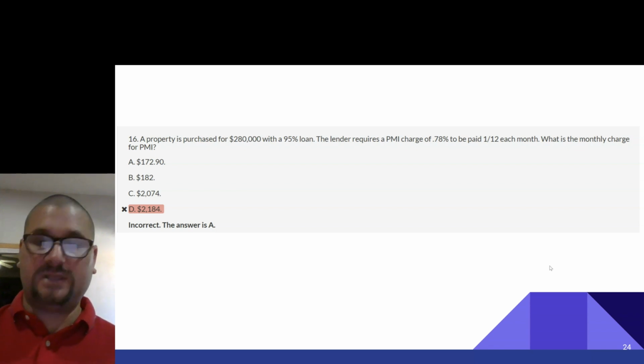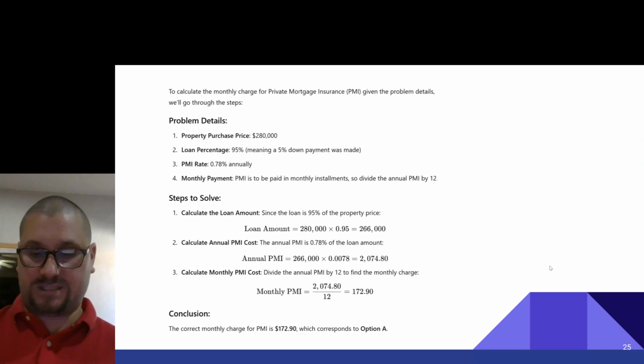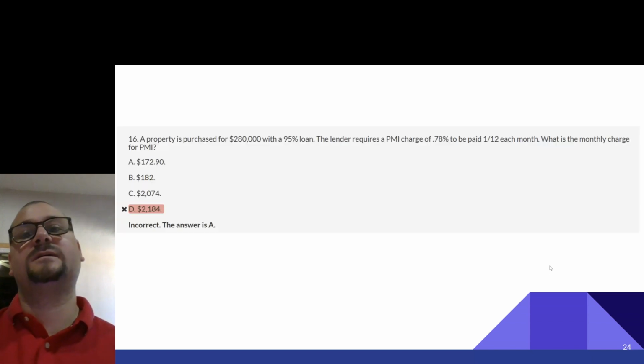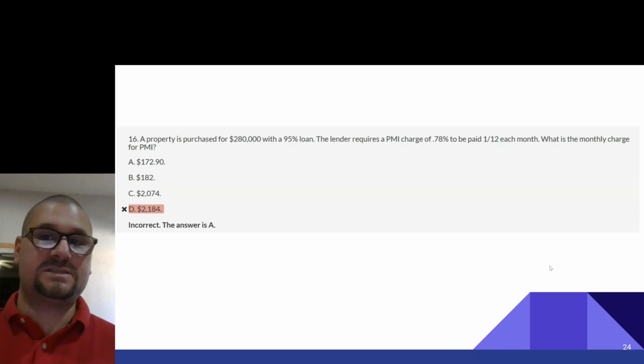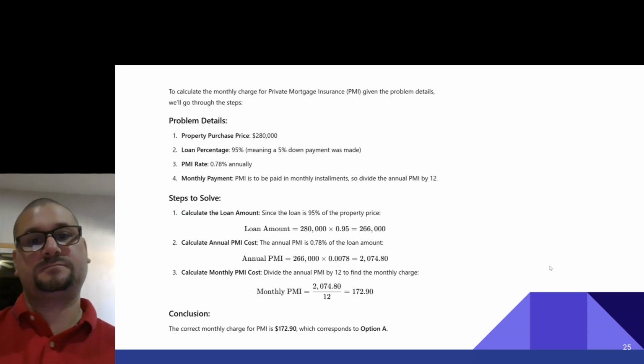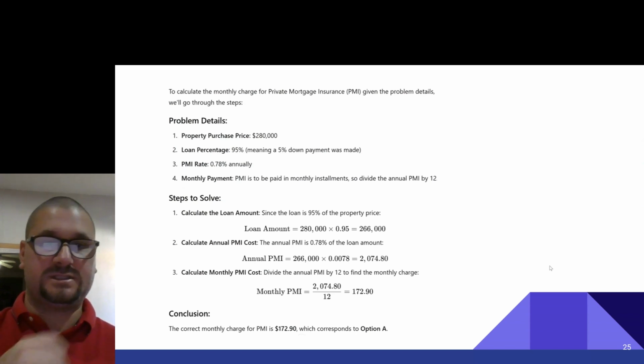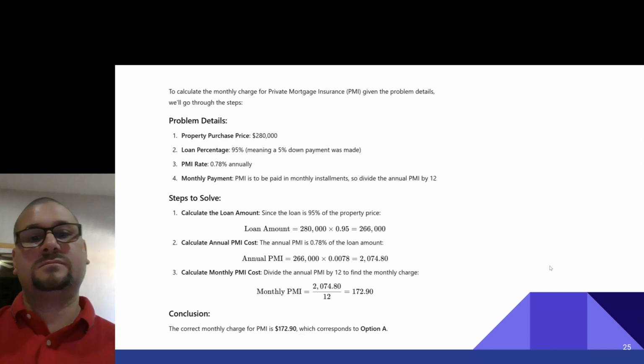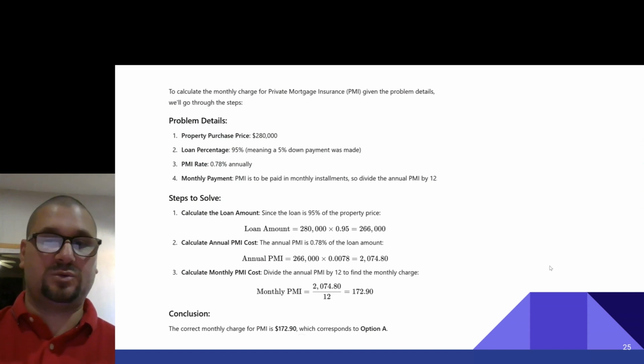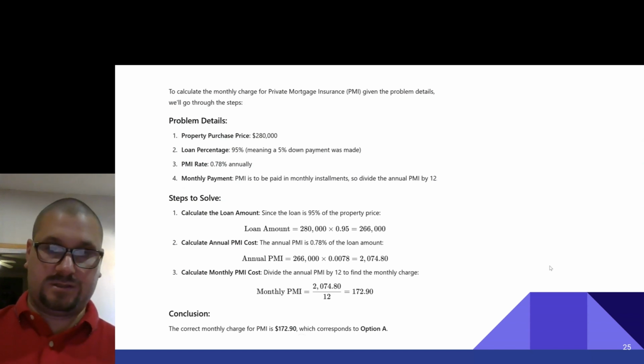Now it gives you 0.78%. So it's a trick question. 0.78% in decimal is 0.0078. So 280,000 times 95% is the 266. That's the total loan amount. The annual PMI is the 266 times the 0.0078, and then you divide by 12 to get the monthly. You get $172.